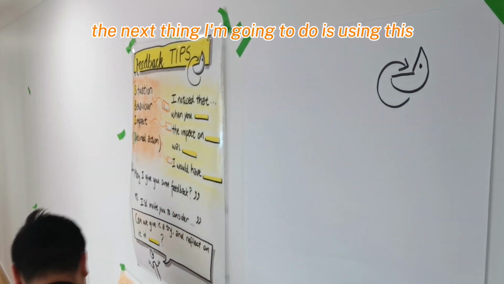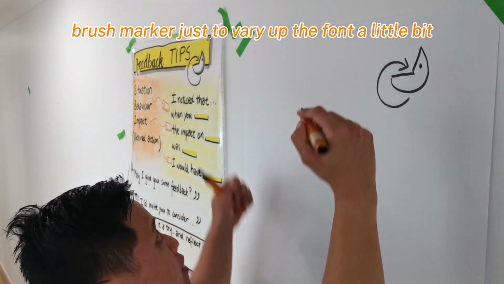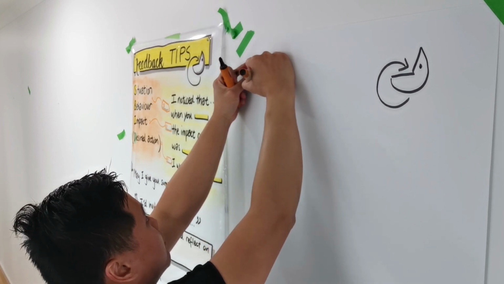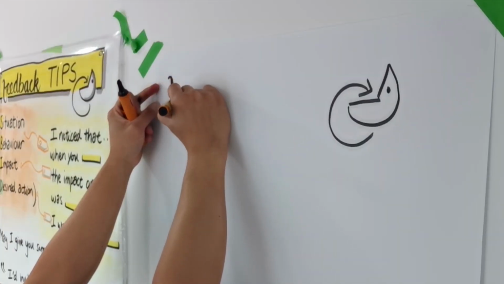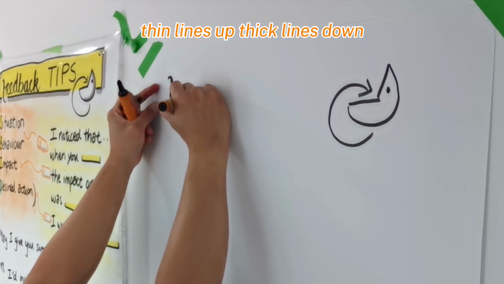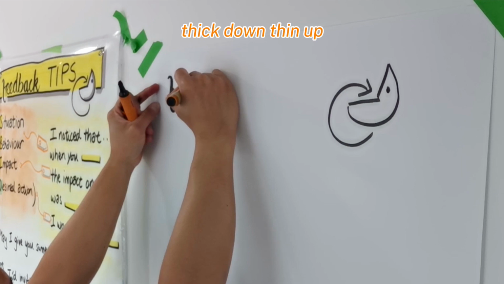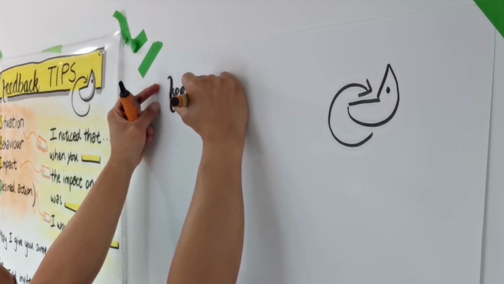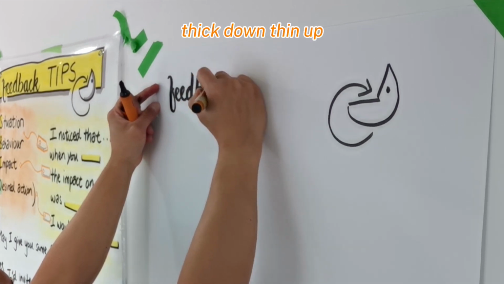Alright, so the next thing I'm going to do is using this brush marker just to vary up the font a little bit. Thin lines up, thick lines down, thick down, thin up. Thick down, thin up, thick down, thin up.